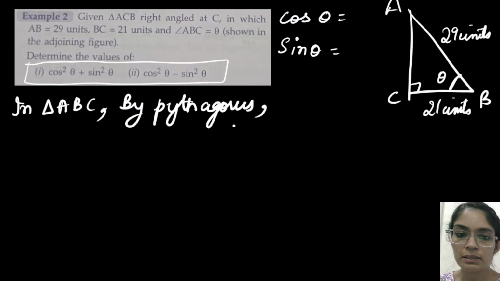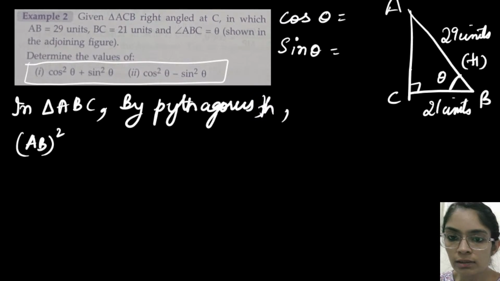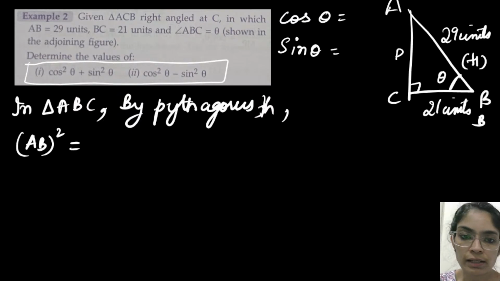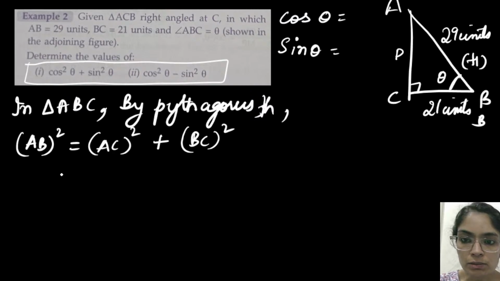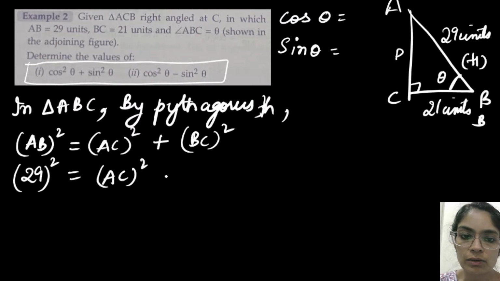So in triangle ABC by Pythagoras theorem, I am writing hypotenuse square. Hypotenuse is AB here, so AB square. This is the hypotenuse, the longest side of the right triangle. This one is perpendicular, this one is base. Square of the hypotenuse is equal to the sum of the squares of the other two sides: AC square plus BC square. Substituting the values, AB is 29, so 29 whole square is equal to AC square, AC being unknown, plus BC's value 21, 21 whole square.